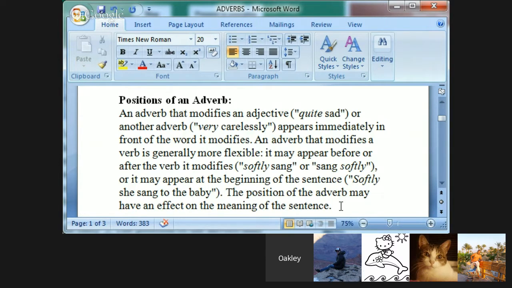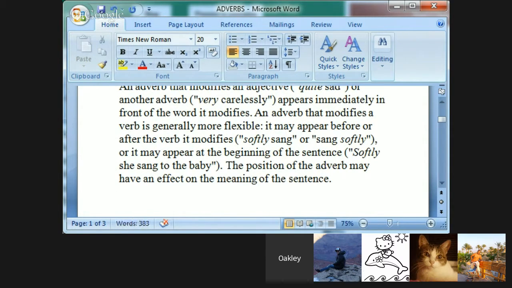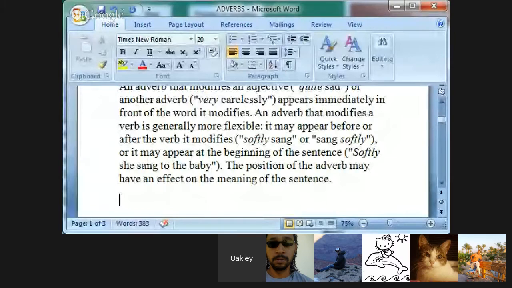So let's try this. Actually, I'd like you guys to practice forming some sentences. All right, Constantine, can you form a sentence? Doesn't have to be complicated. I don't understand the question.